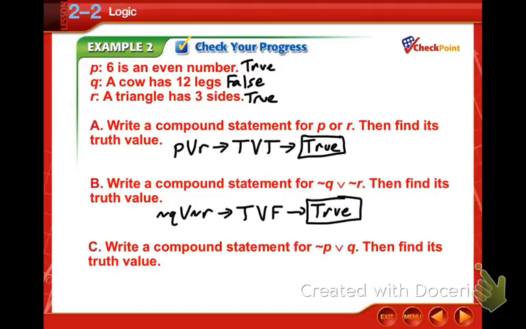Last one here, not P or Q. So P was true, not P is false. Or Q, which was the 12 legs for a cow, that's false. False or false, everything's false, so all of it's false.